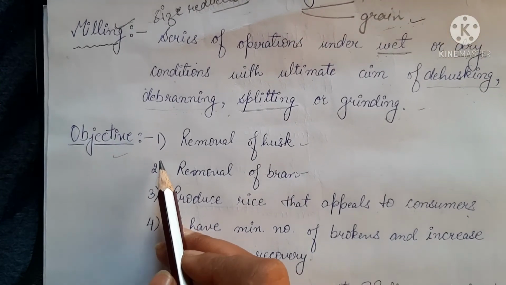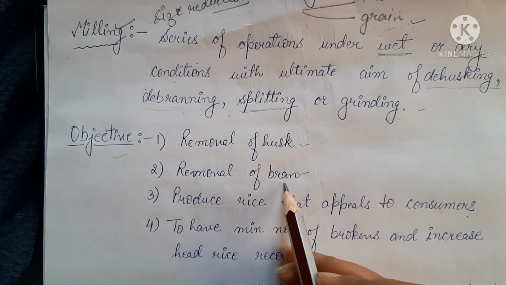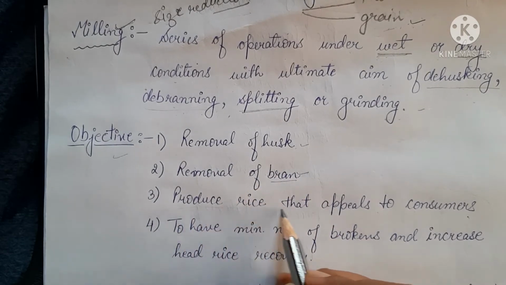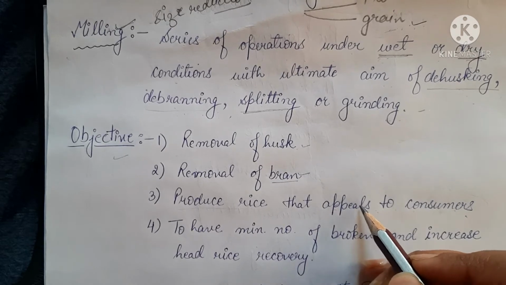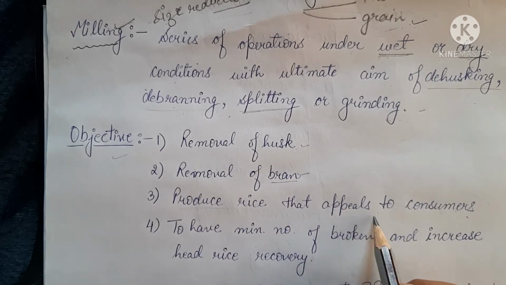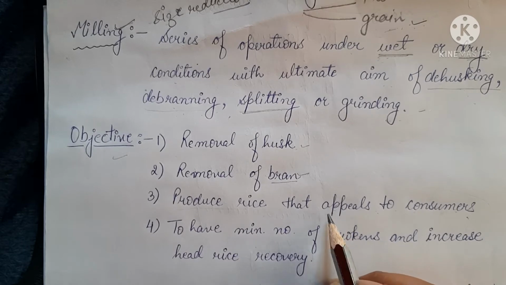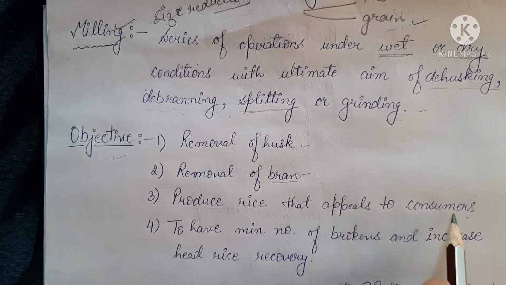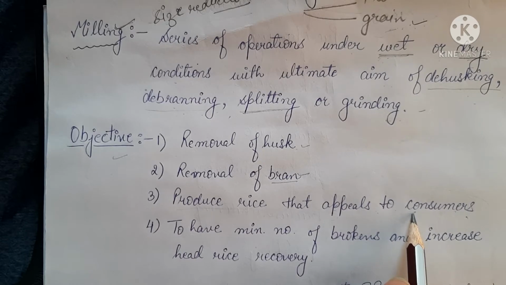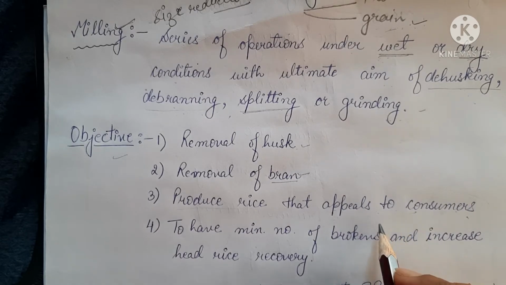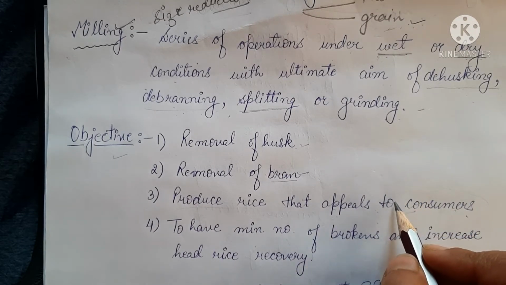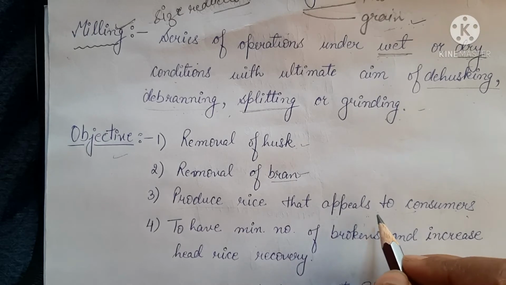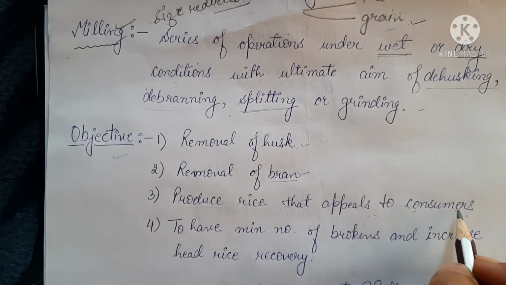Then comes the objective. The main objectives are removal of husk, removal of bran, and producing rice that appeals to the consumer. This is the most important objective of milling. As we know, why do we polish rice? To increase its appearance, so that it appeals to the customers. Although we know that polished rice is not much nutritious because the bran has been removed from it, still consumers prefer polished rice. Why? Because it appeals to consumers, right?